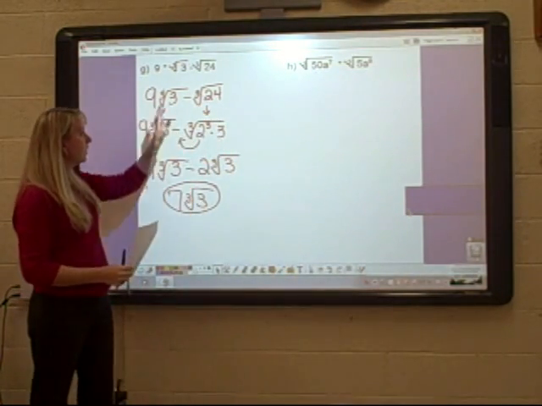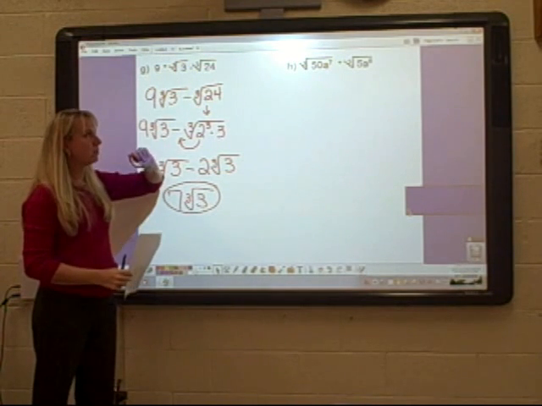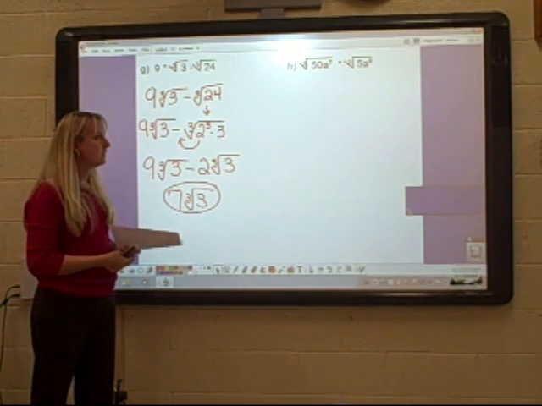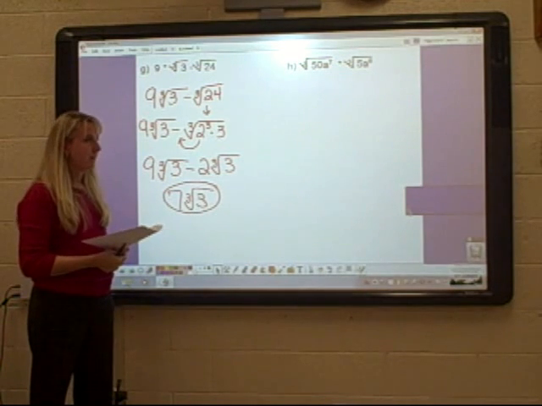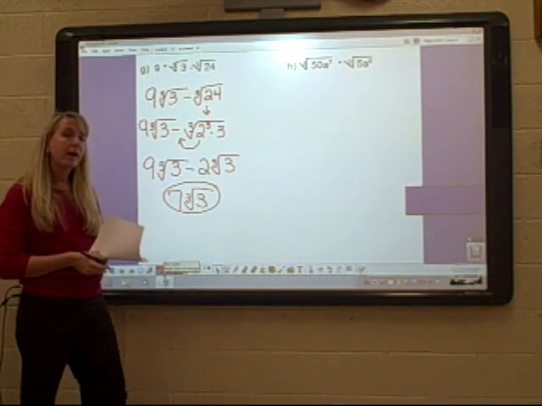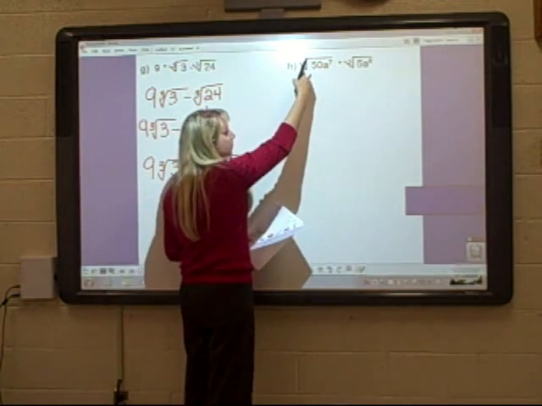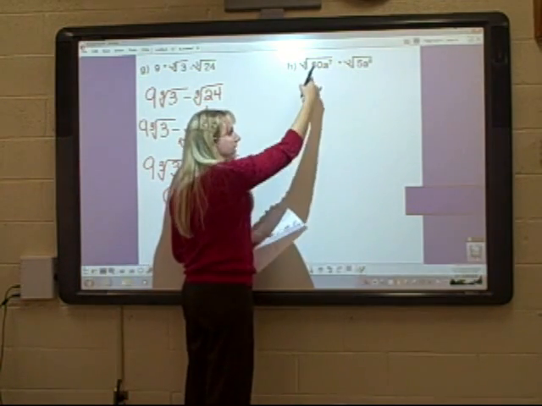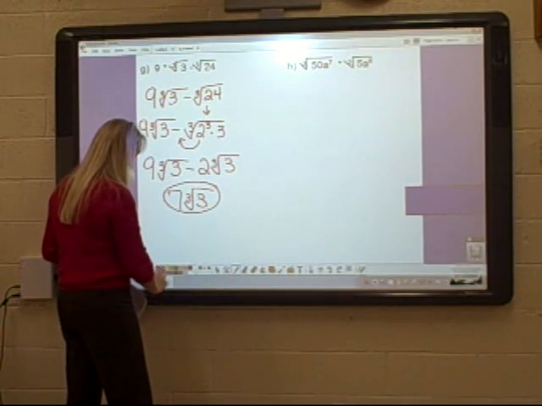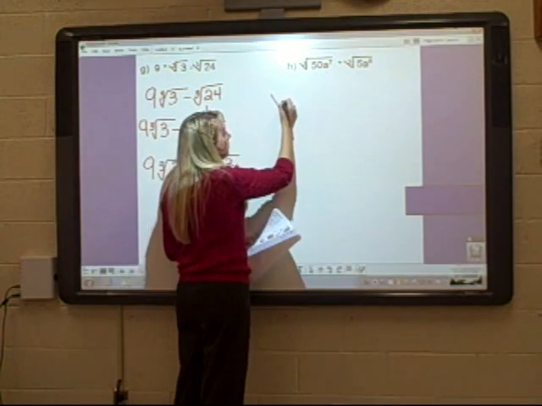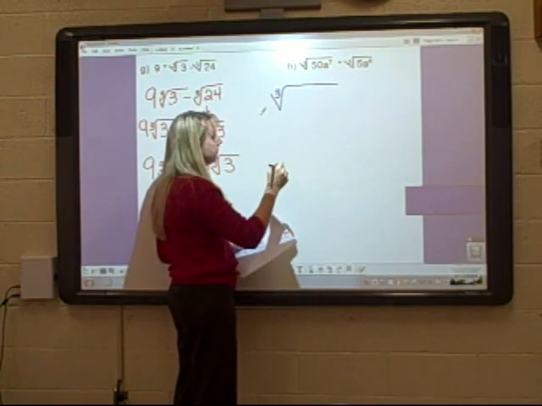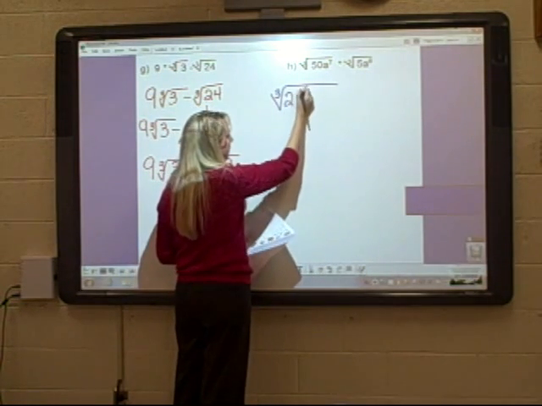So this one involved multiplication and subtraction. This next one, the cube root of 50a to the 7th times the cube root of 5a to the 6th. Let's go ahead and multiply them. They're both the same index, so I'm allowed to take 50 times 5. Don't forget when you're writing these, though, to write your index in there. So I'm going to take 50 times 5, which is 250.